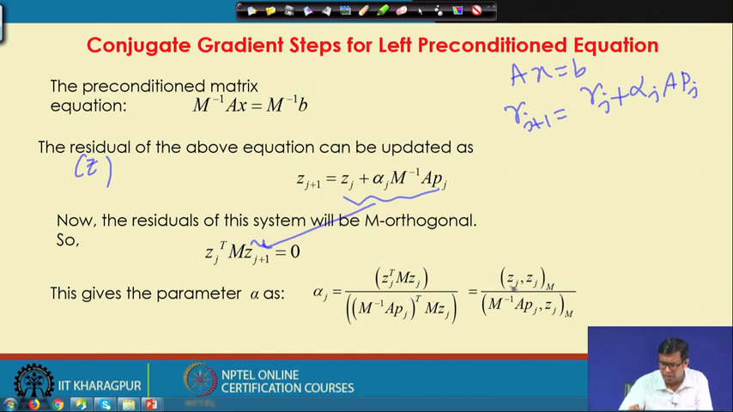So, this is the M dot product of z j transpose M z j, and this will be the M dot product of M inverse A p j and z j. We will see how to simplify these products.